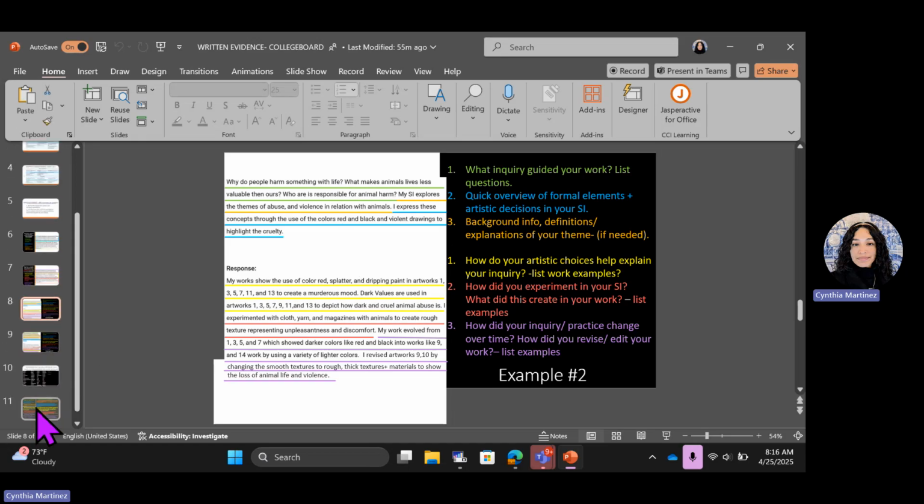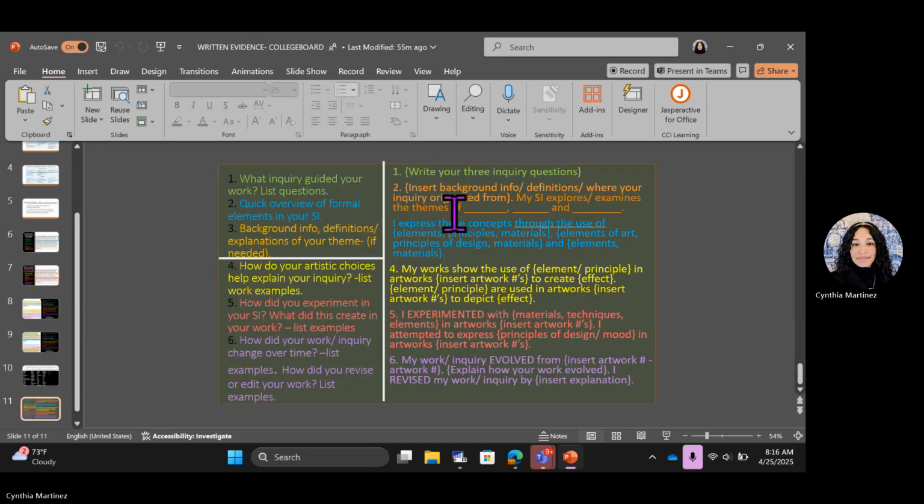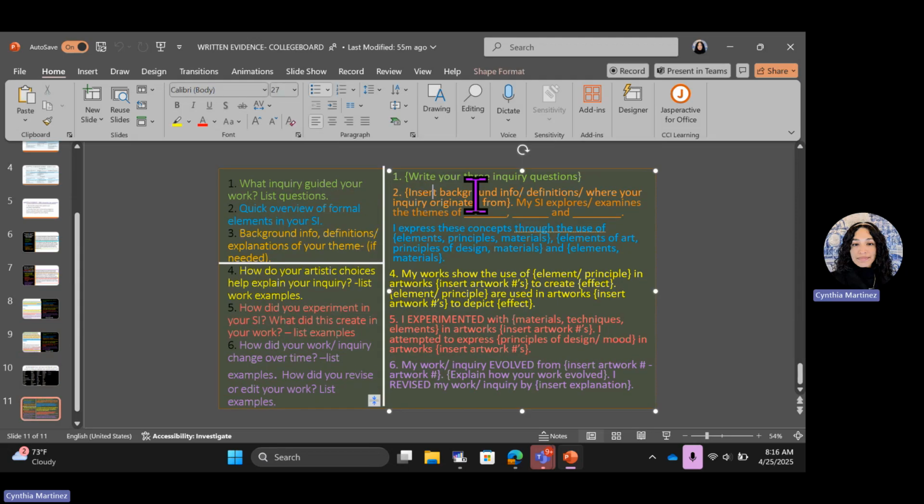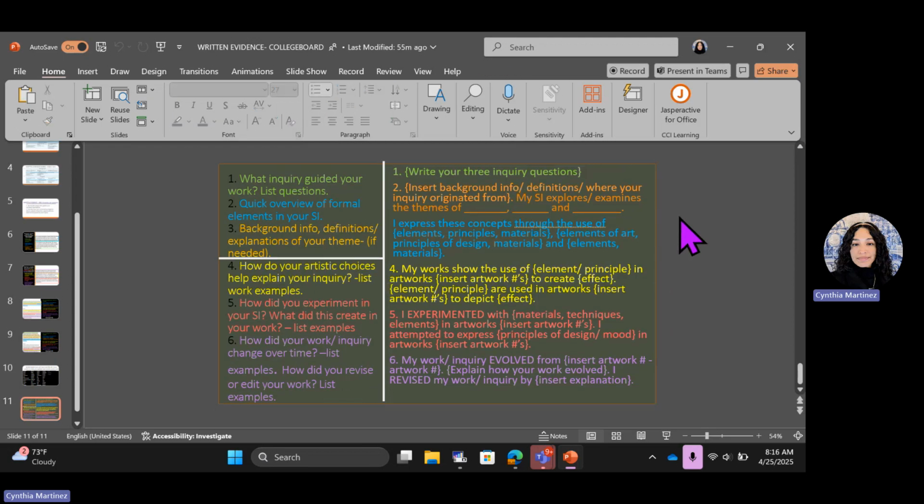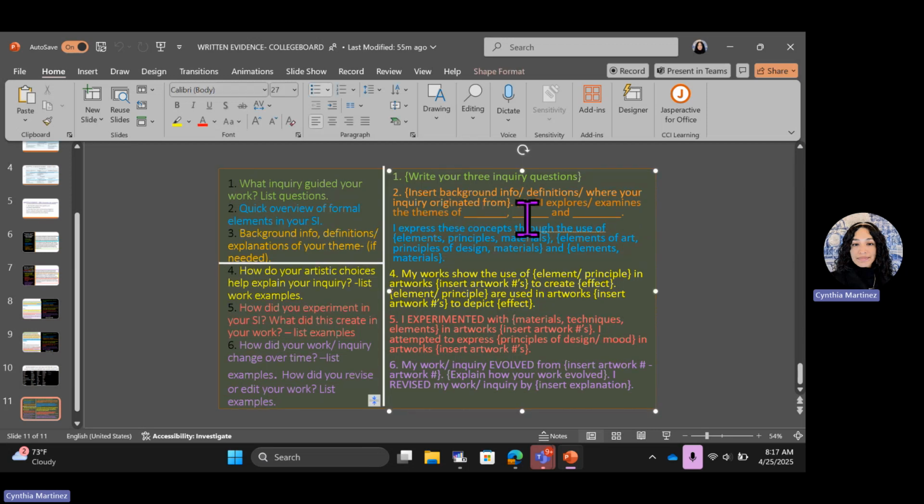So for the third part of your paragraph, you're going to go ahead and insert a little bit of background information. Maybe you need to define your theme because we don't know what it is, or the readers might not know what it is. You can also talk about where your inquiry came from, and the sentence stem you can use is, my essay explores or examines the themes of blank, blank, and blank. If you only have 2 themes, that's fine. You can put those 2 themes. If you have 3 themes, even better.